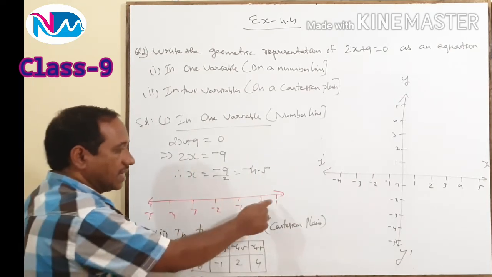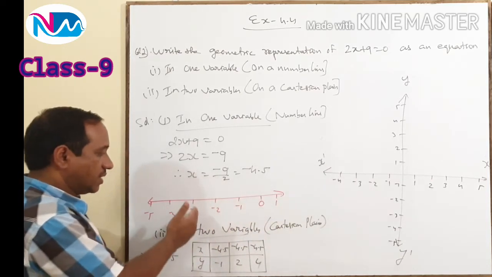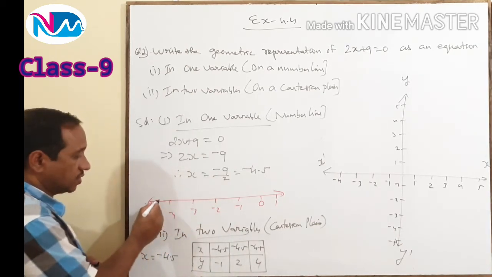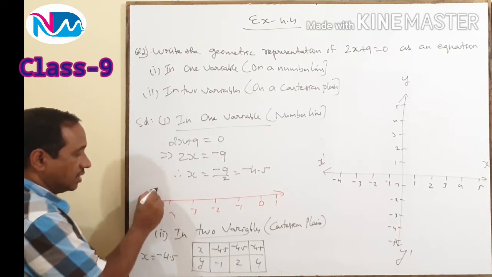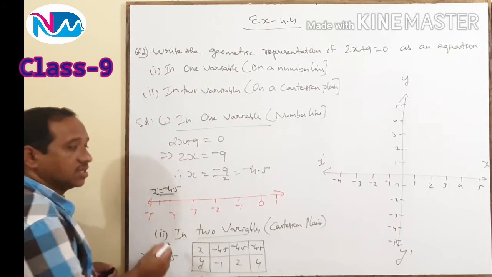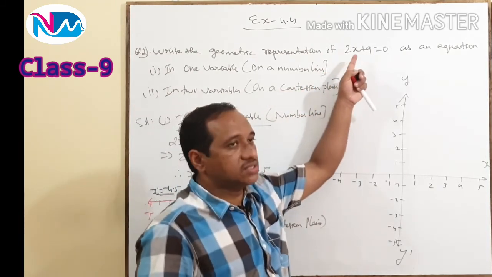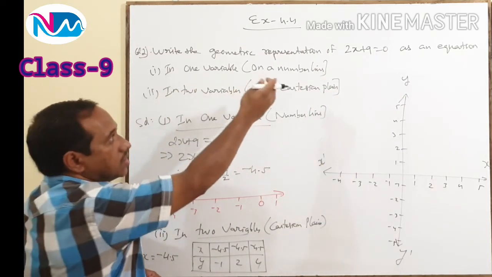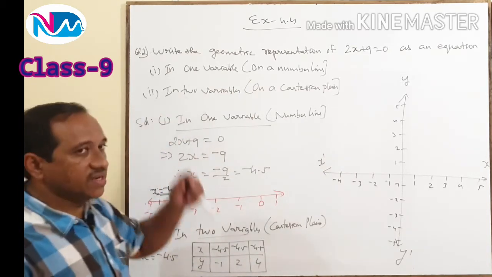So here I have drawn a number line 0, 1, 2, 3, 4, etc. -1, -2, -3, -4, -5, etc. Here -4.5 comes between -4 and -5, that is x is equal to -4.5. So this is the geometric representation of 2x plus 9 is equal to 0 in one variable or on a number line. The second one is in two variables.